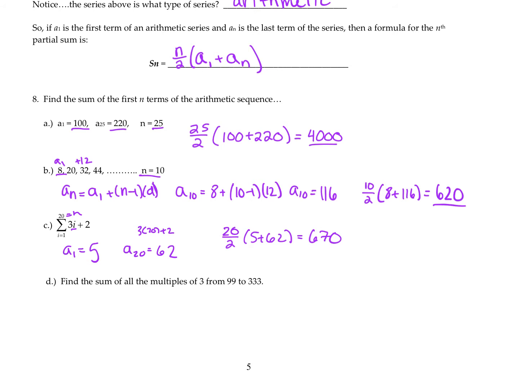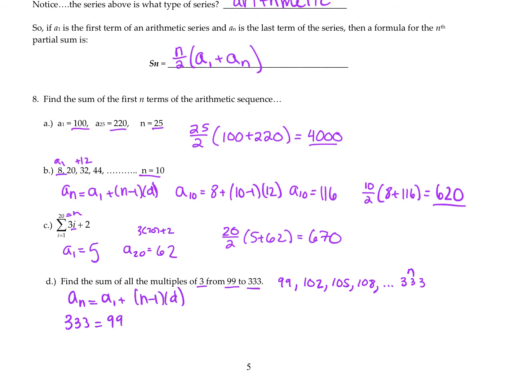And this last one says, find the sum of all the multiples of 3 from 99 to 333. So it'd be like 99 plus 3 would be 102, plus 3 would be 105, plus 3 would be 108, all the way up to 333. So first I need to figure out what term number 333 is. So let's use our explicit formula. So 333 is my final term.